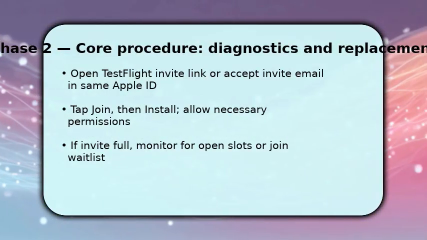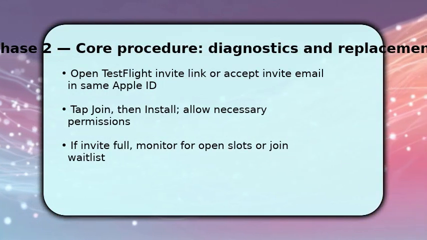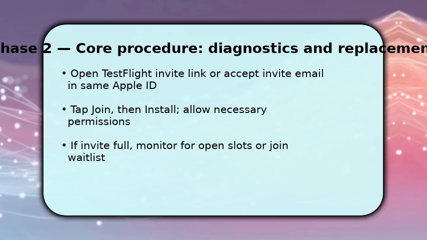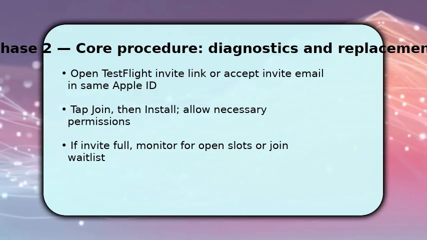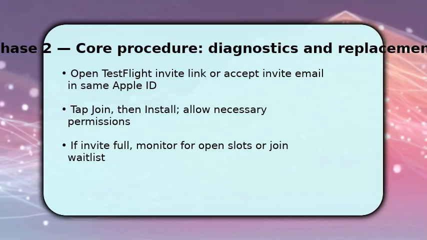You now join the beta. Open the TestFlight invite link or accept the invite email while signed into the same Apple ID. This binds the beta to your account. Tap Join, then Install. Grant permissions when prompted so WhatsApp can access contacts and notifications.